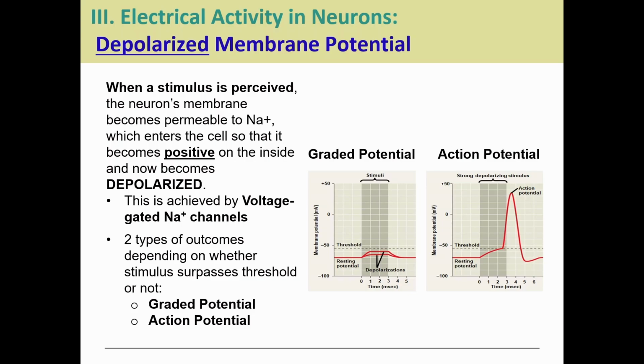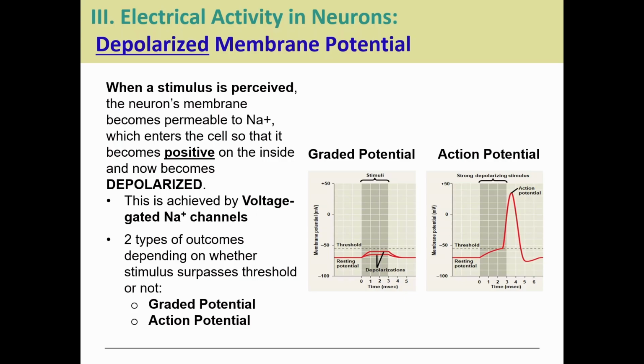But then a stimulus comes along, right? And when a stimulus gets perceived, the membrane becomes more permeable to sodium. And remember, the high concentration of sodium is outside. That means sodium is going to want to get in, right? Remember, we have a negative charge on the inside. We don't have a lot of sodium on the inside either. So sodium is going to easily just come right into the cell. That's going to allow the cell to become more positive.